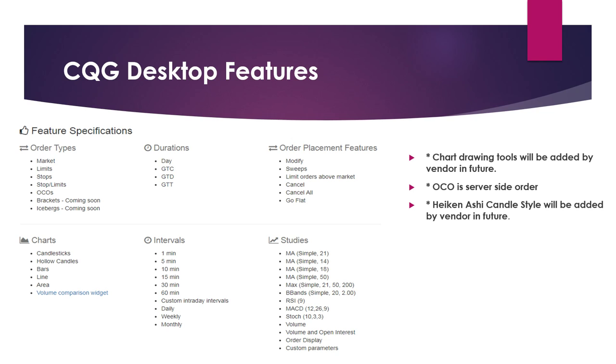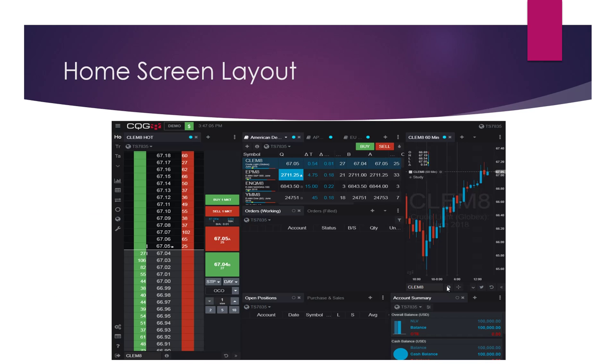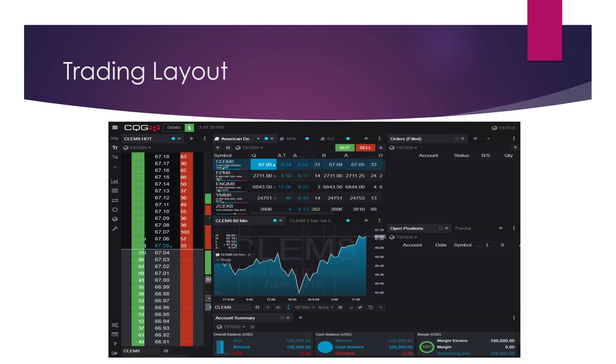For studies, we have the basic ones that you can adjust. Of course, moving average, you can change it to whatever number of days you like, 7 or 20 days. You can change to EMA, no problem. These are all the basic studies that you can choose. So this is a little bit of a screenshot from the home screen layout, the trading layout.